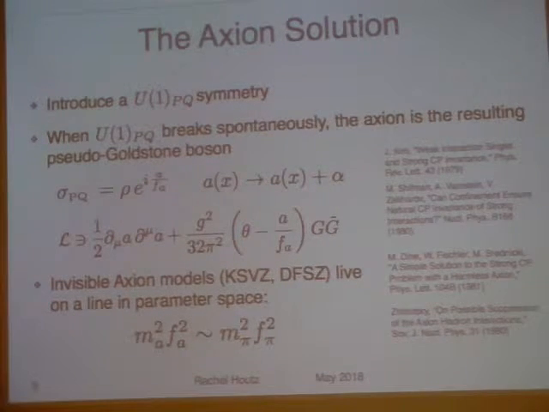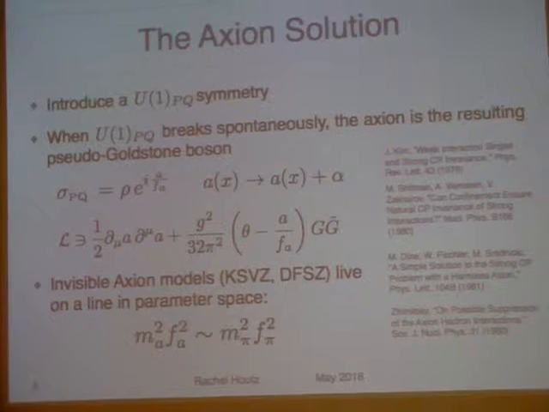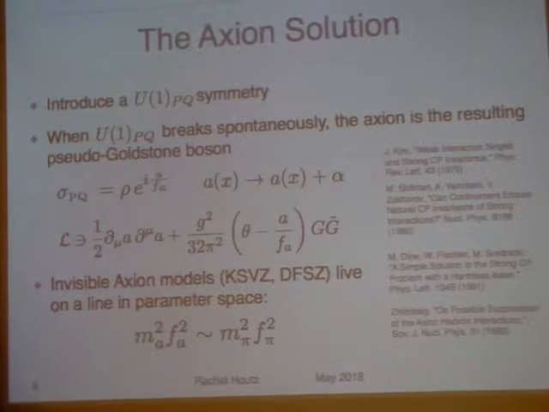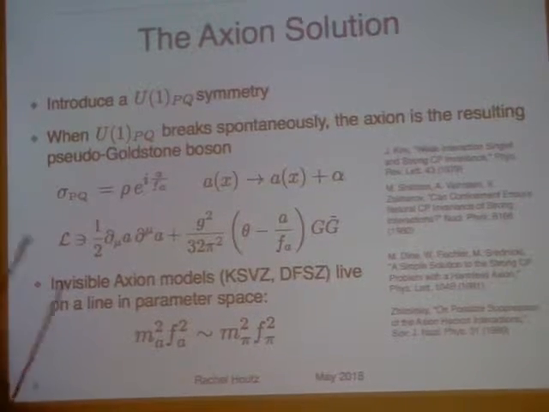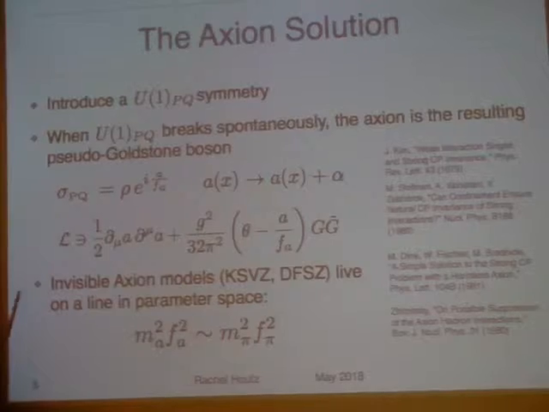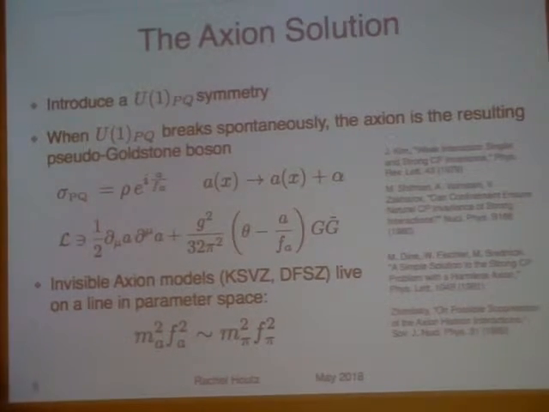Probably the most famous solution is the axion. You introduce a new U(1) Peccei-Quinn symmetry to your Lagrangian. When the U(1) breaks, there's a resulting pseudo-Goldstone boson, which is the axion. The pseudo-Goldstone boson has interactions in your Lagrangian and has a potential. When you minimize the axion potential, you can shift this parameter to 0 and get no CP violation, or very, very small CP violation, in your Lagrangian.